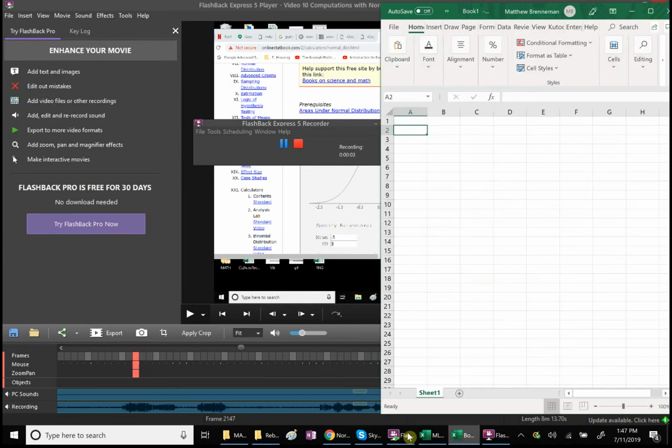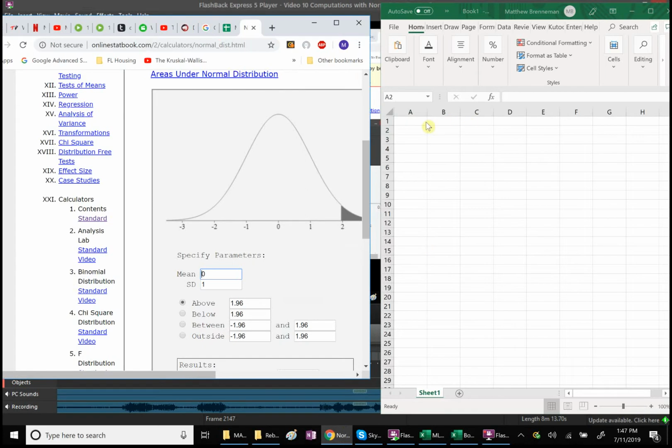So we're going to learn now how to do computations with the normal distribution. And we want to go two different ways. We want to be able to take a data value in a normal distribution and compute its percentile. But then we also want to go backwards. We want to take the percentile for a value in a normal distribution and figure out what that actual value is.